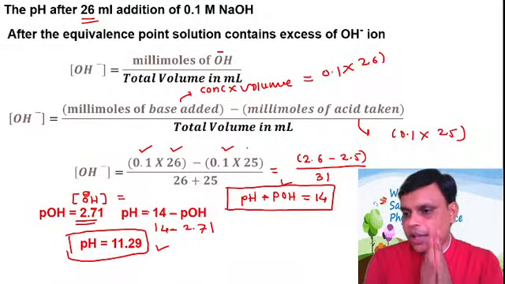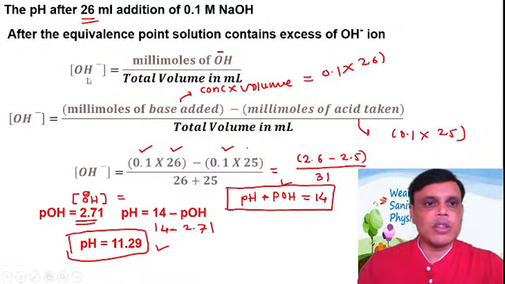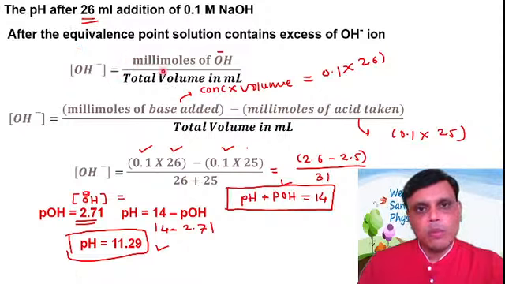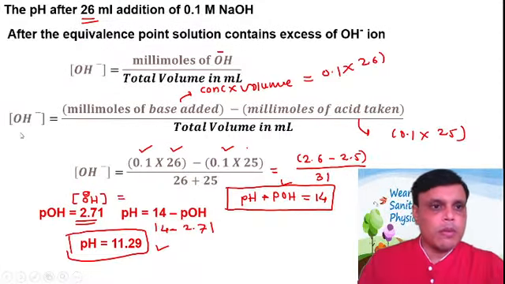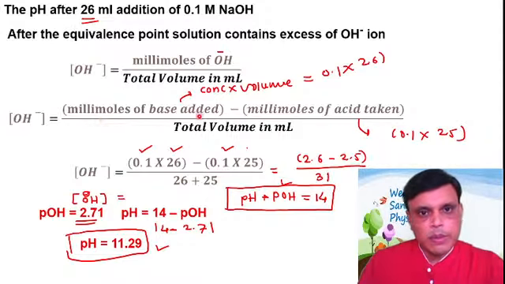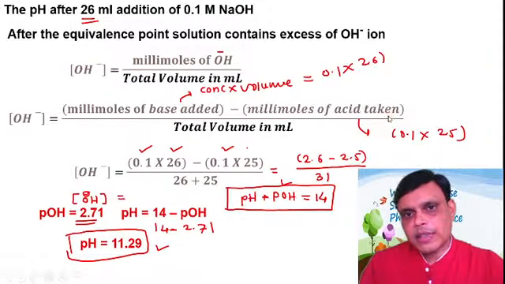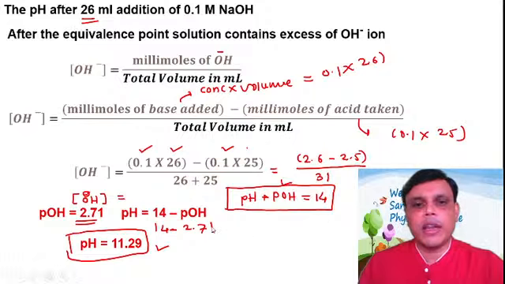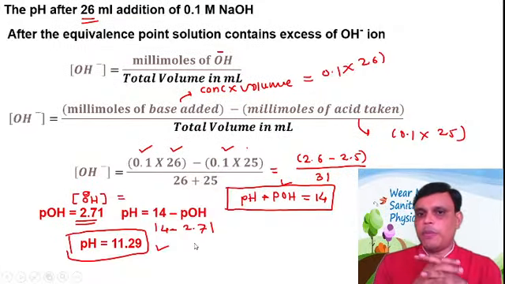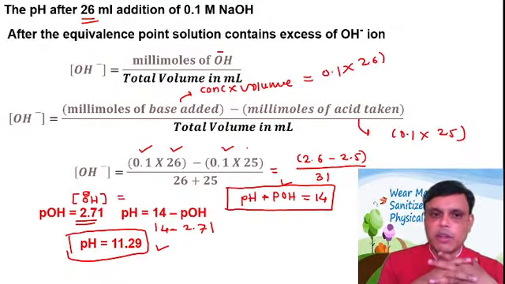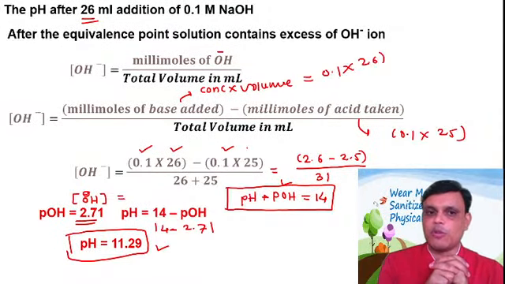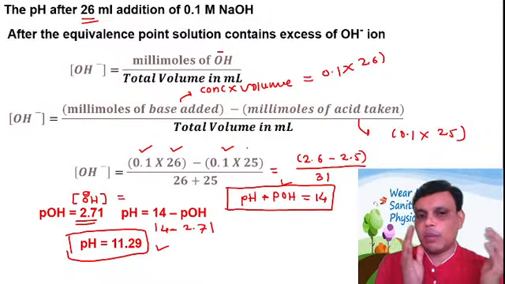And the formula is there. Concentration of OH minus ions is equal to millimoles of OH minus divided by total volume. So this formula will become: OH minus is equal to millimoles of base added minus millimoles of acid taken, divided by total volume in ml. Once you get the value of pOH, you can use the famous equation pH plus pOH is equal to 14, and from that you can calculate the pH.